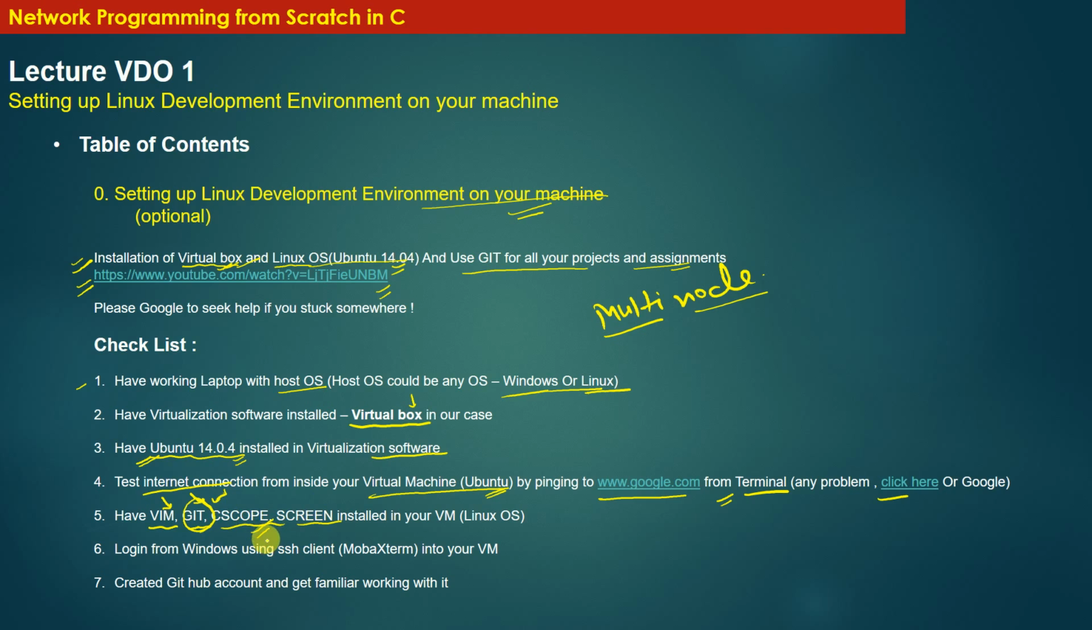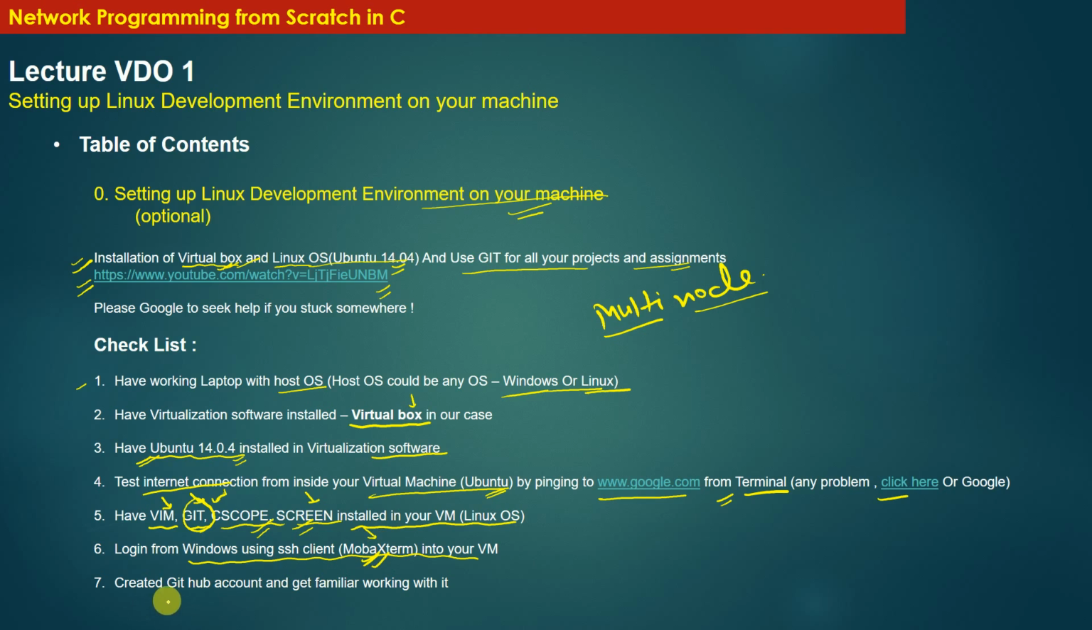Again, for those hearing it for the first time, Cscope is a source code navigator. Using Cscope, you can jump around the code very easily. Then screen allows you to bifurcate your screen into multiple sub-screens so that you can see different sections of the code at the same time. All these tools are required to do your coding assignments comfortably. Then you should be able to log in to your virtual machine from the Windows operating system, the host operating system that you are running. For that, you need to install MobaXterm. It is not compulsory, but it will make your development environment very convenient.